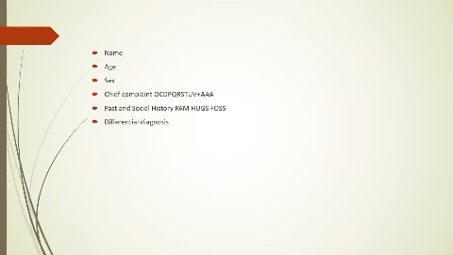For the chief complaint, you can use the mnemonic OCD, PQRST, UV plus triple A. For the past and social history, you can use the mnemonics PAM, HUGS, and FOSS, and write down your differential. Now I'm going to explain all the mnemonics and we'll discuss delirium.